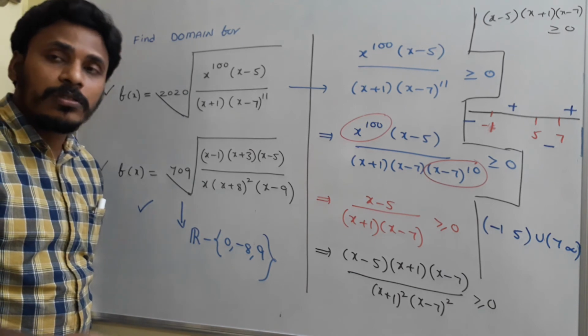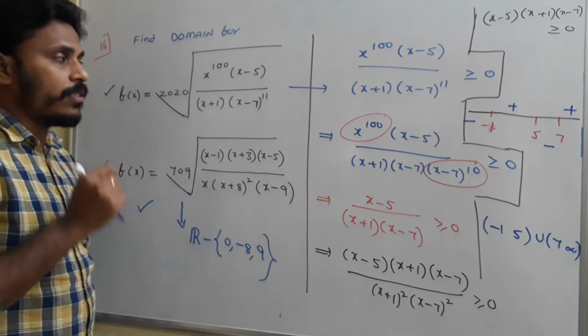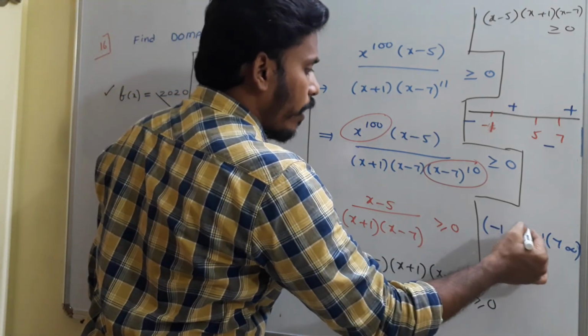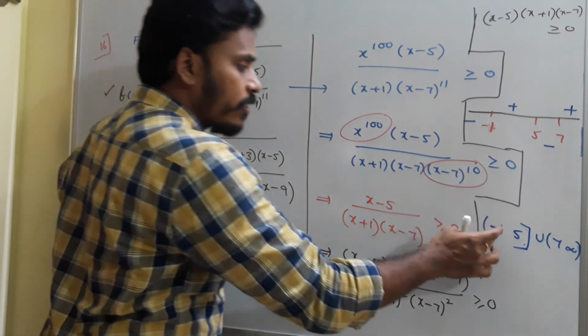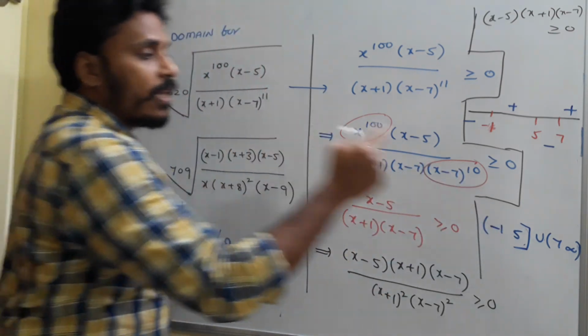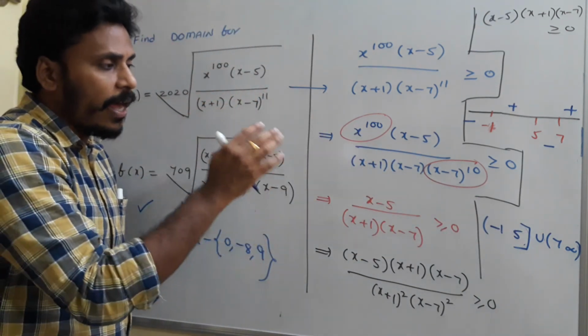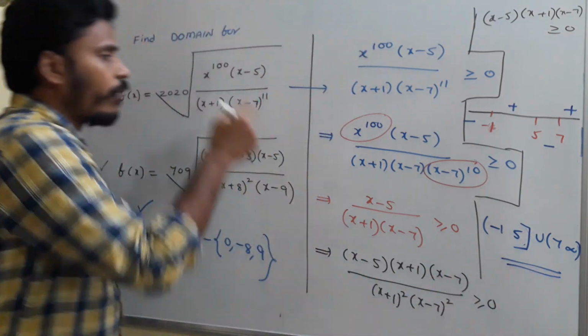And then you need to finalize at the boundaries, minus 1, 5 and 7. See, at 5 it is 0, so you just take it as closed interval. But at minus 1 the denominator will become 0, so sure it is an open interval. And at 7 also the denominator will become 0, so you just don't take that 7. Again use that open interval. So at the end this is the domain for the first one.